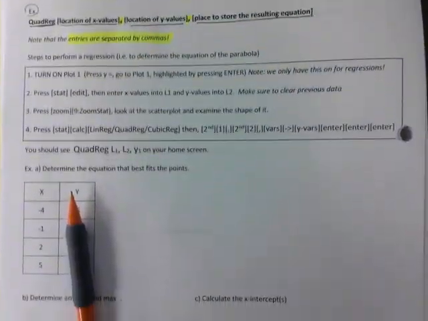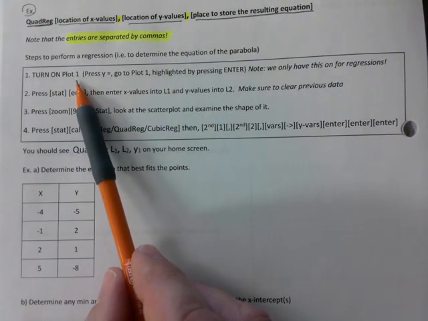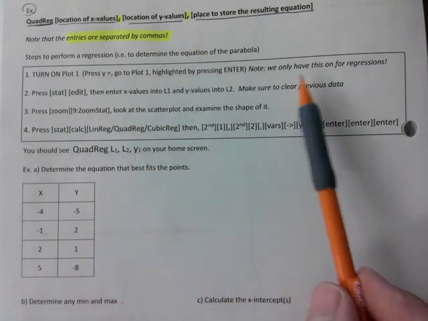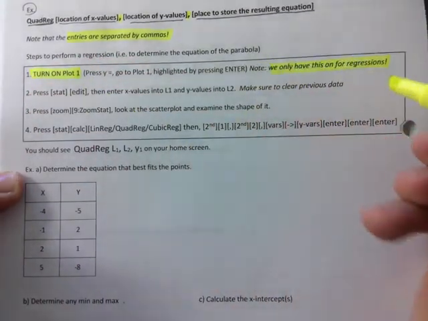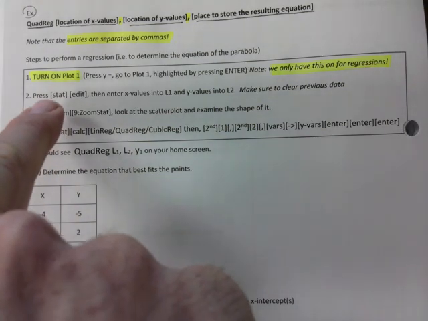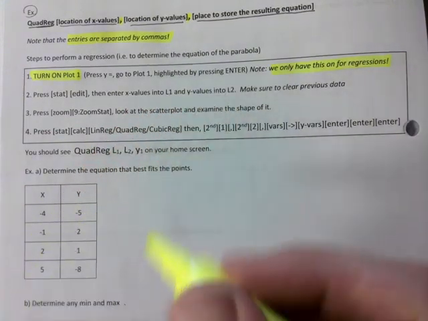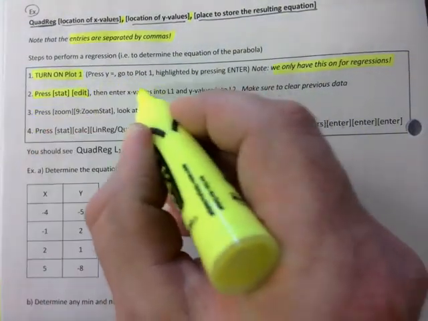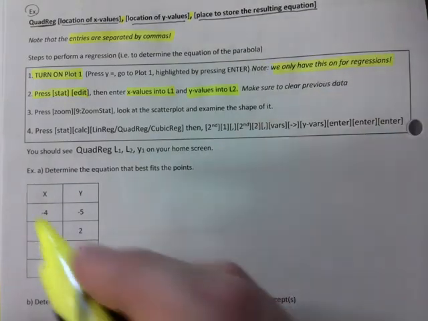And here are the steps. This is actually copy paste from grade 11. You turn on plot 1. We only have to do this for regressions, like when you're actually going to perform a regression. We're going to press Stat Edit, enter our x values into L1, y values into L2. Make sure you clear any previous data. We're going to do that.